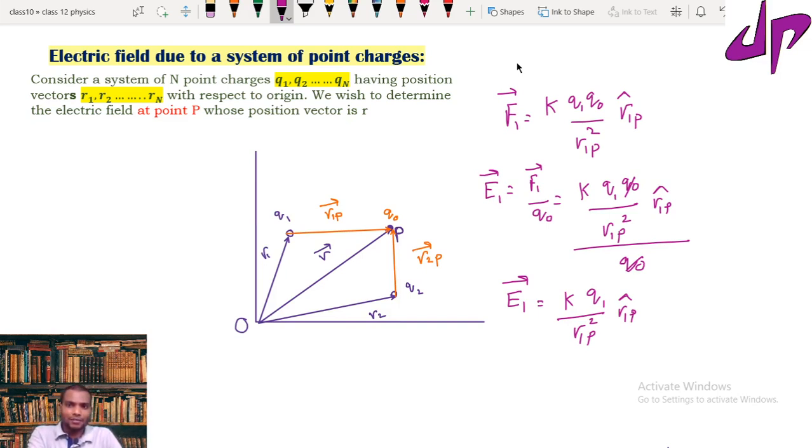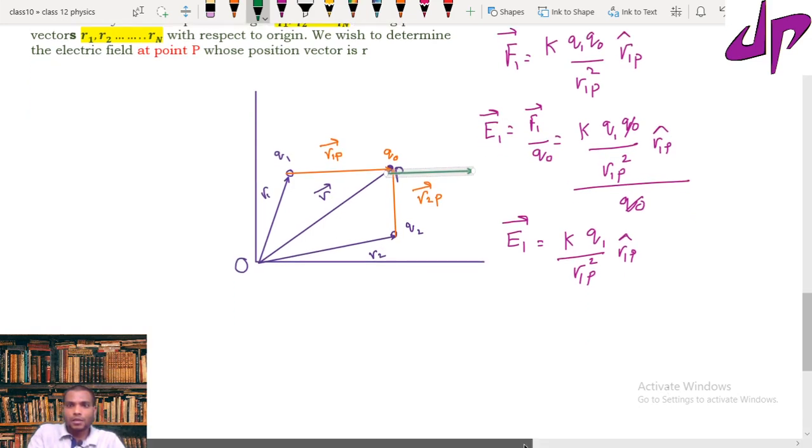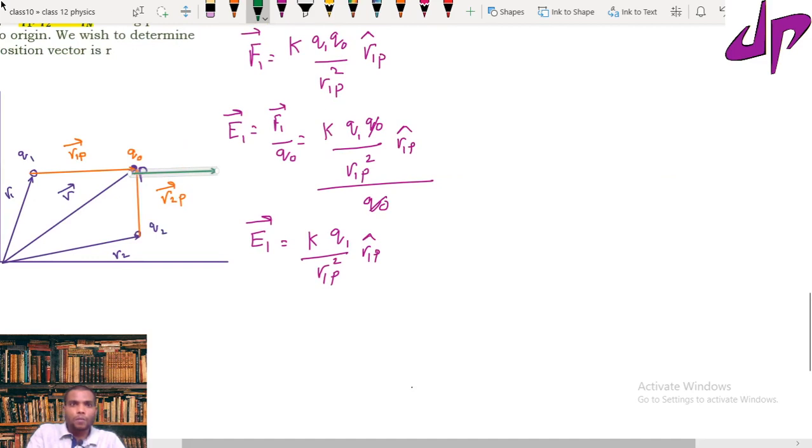Where is the direction? The direction of the electric field here is along the same direction. So this gives the direction of the electric field. I would like to represent this with another color. That is the direction of the electric field. Now let us write the electric field due to the other charge as E2.